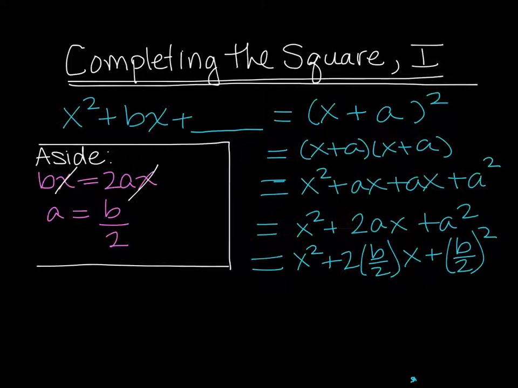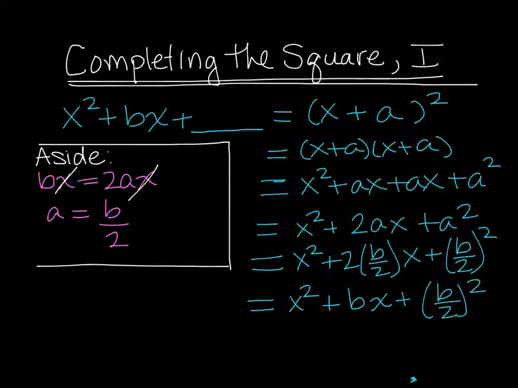So we've answered one of our questions, right? Our first question was, what does a have to be? And a has got to be b over 2. Simplifying, we see that we indeed have x squared plus bx plus (b over 2) squared. And now we've answered our second question, which was, what do we need to add to x squared plus bx to be able to factor that expression perfectly? And the answer is, we take the coefficient of the linear term, in this case b, we divide it by 2, and we square it.